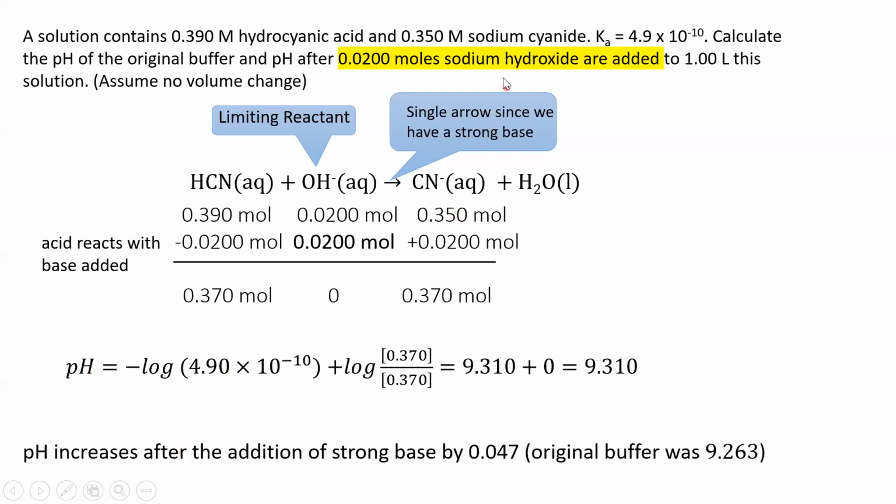And we added a strong base to the buffer solution, but the pH, again, only went up marginally. It only went up by 0.047. And that's the function of a buffer solution. It will consume strong base or strong acid that's added to it. And it only changes the pH a little bit.